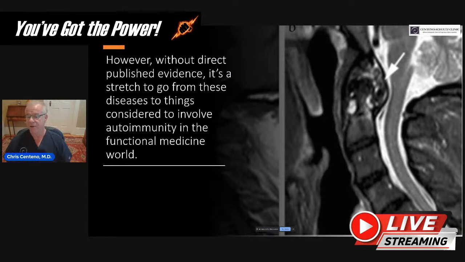medicine diagnoses. So, for example, this is what happens in a rheumatoid arthritis patient, where the dens gets completely eaten away. And I haven't seen any chronic CCI patient, other than maybe one who probably had rheumatoid arthritis, with MRIs looking at anything like this.